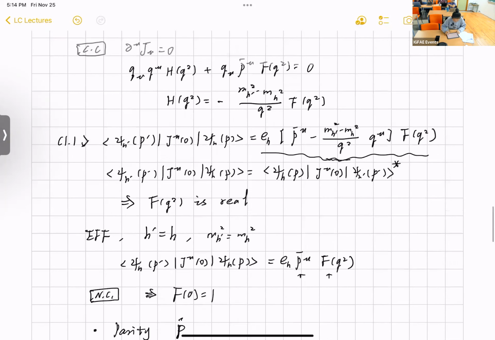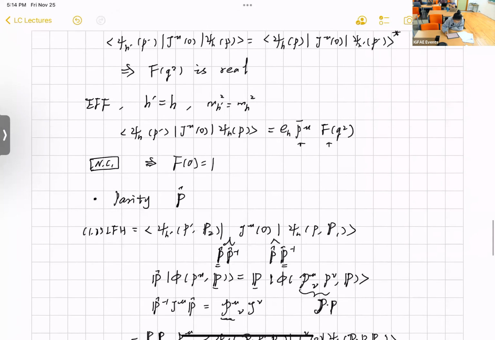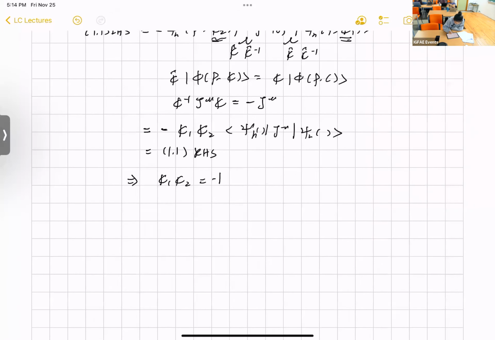But recall that for spin zero mesons, if it has charge conjugation symmetry, for the quarkonia it can only be one. So this means this condition cannot be satisfied. What this tells us is that the transition between the quarkonia for the spin zero ones, whether it has a plus or minus parity, is not possible.